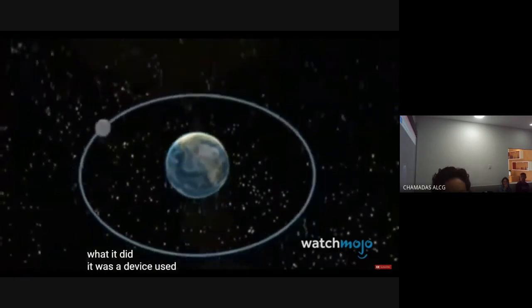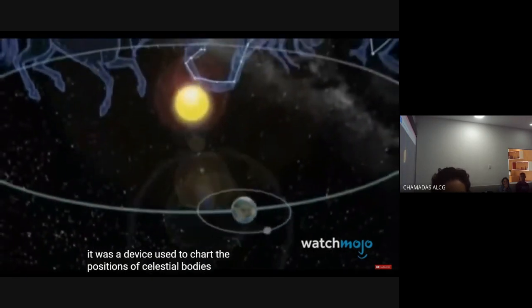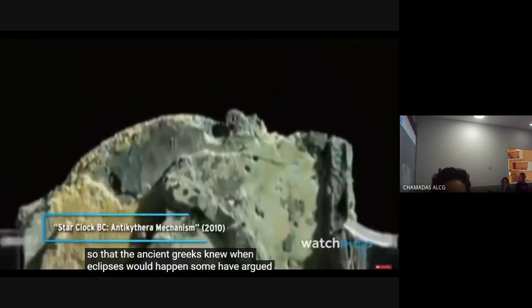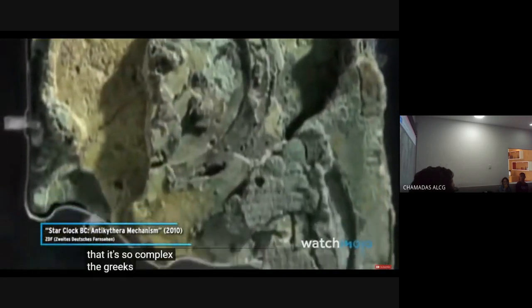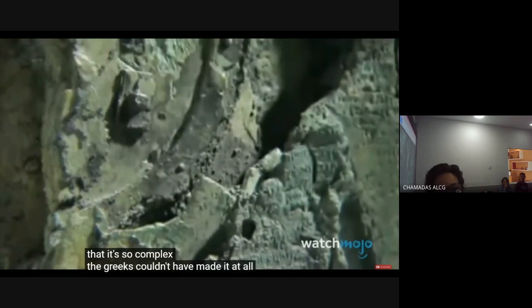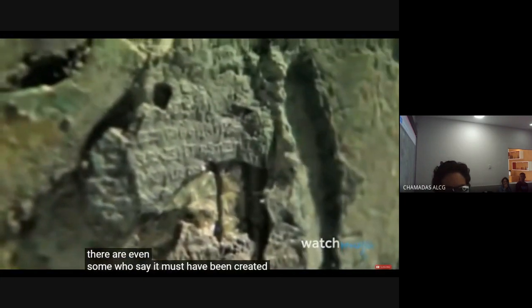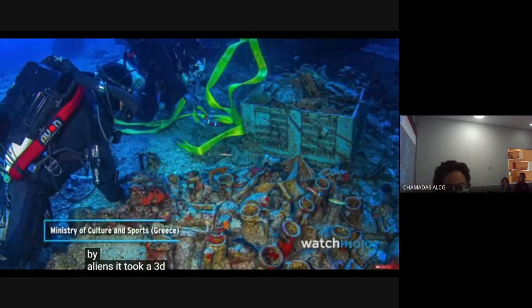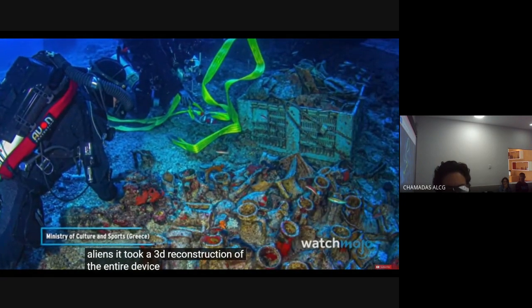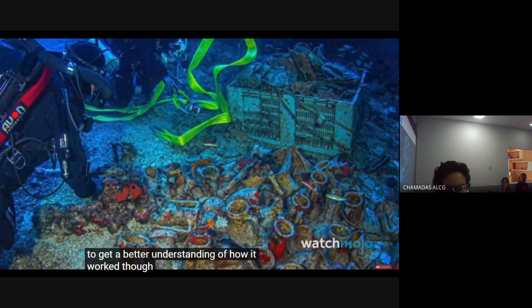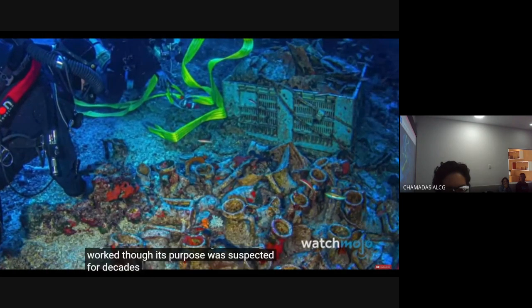It was a device used to chart the positions of celestial bodies so that the ancient Greeks knew when eclipses would happen. Some have argued that it's so complex, the Greeks couldn't have made it at all. There are even some who say it must have been created by aliens. It took a 3D reconstruction of the entire device in 2021 to get a better understanding of how it worked, though its purpose was suspected for decades.